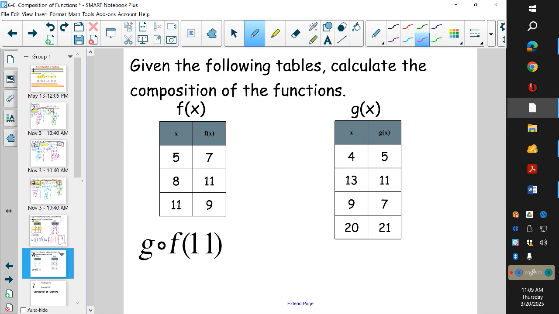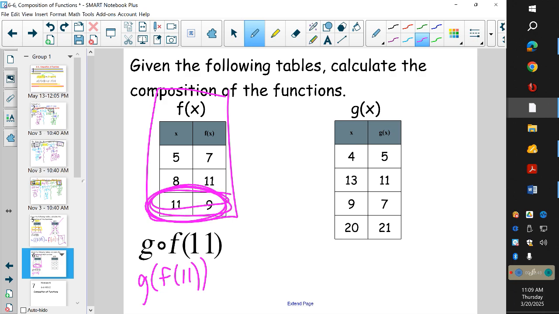but this time, g of f of 11. Okay, I don't like the way that's written, so I'm going to do g parenthesis f parenthesis 11. What is the number touching? So I'm going to be over in this box, okay? So I'm going to look for the x value, 11, which puts me right here. Yes? So when x is 11, what is the y value? It is corresponding to 9.